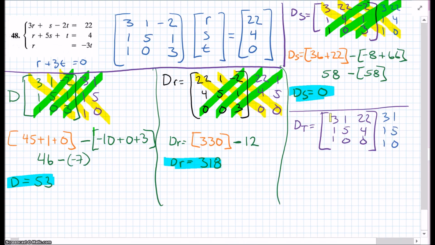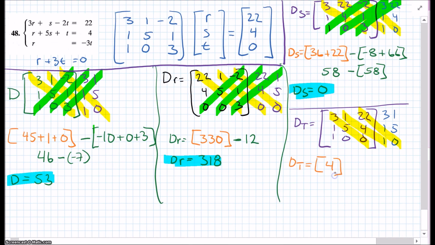For the sake of time, I'm going to go ahead and highlight the first three diagonals. So D sub t is going to be 3 times 5 times 0, which is 0. 1 times 4 times 1, which is 4. Plus 22 times 1 times 0, which is 0. So it's going to be just 4. Minus the sum of the products of the diagonals going the other way. Okay, so I got 1 times 5 times 22, so that's going to be 110. And the other two have 0, so it's going to be 4 minus 110. So D sub t is going to be negative 106.